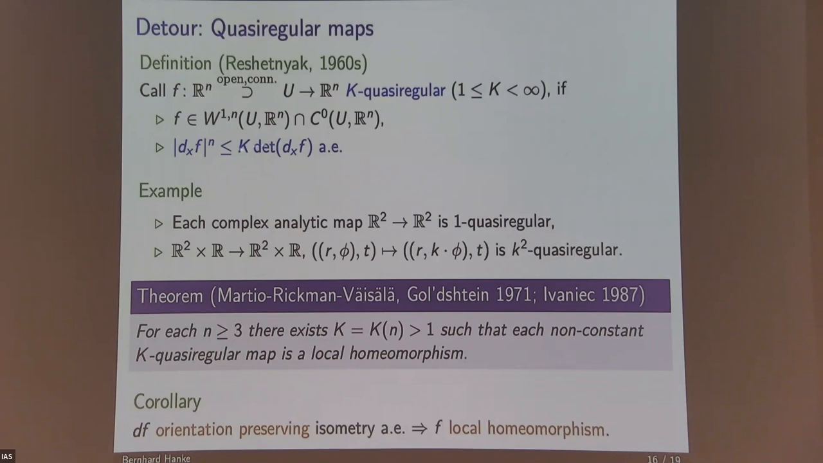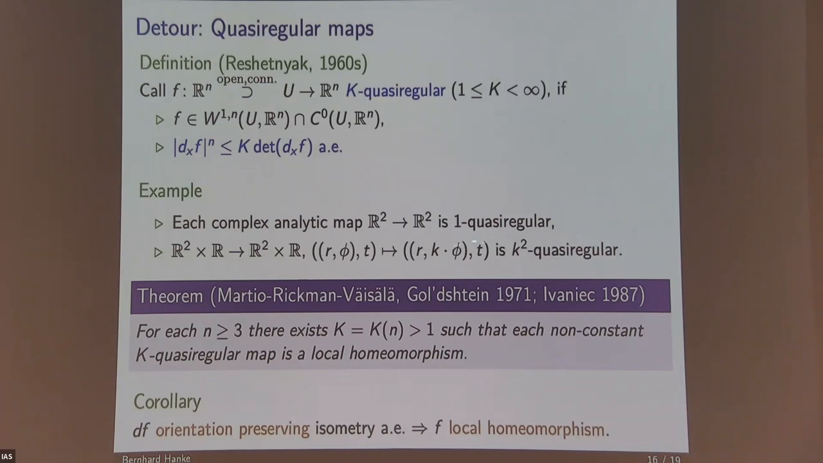So you could think of K as the best possible here. This is the distortion parameter, and this is just a generalization of quasi-conformal mappings. The only thing is that we do not restrict to homeomorphisms, but to arbitrary maps of this regularity. Typical examples: complex analytic maps are 1-quasi-regular.